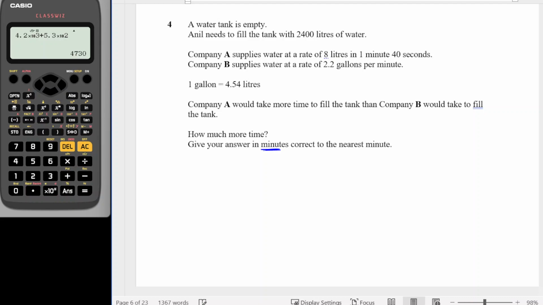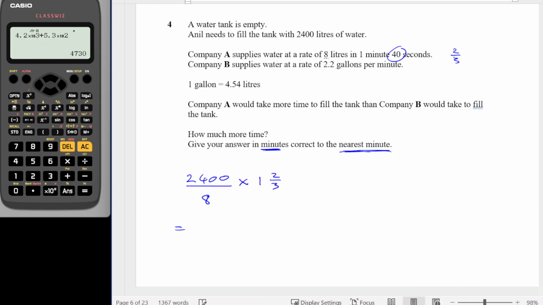So we're going to just stick with working in minutes here. So Company A is going to take 2,400 divided by... 40 seconds is 2/3 of a minute. So I'm going to call it 1 and 2/3 of a minute. So I'm going to divide that by 8 and then times it by 1 2/3.